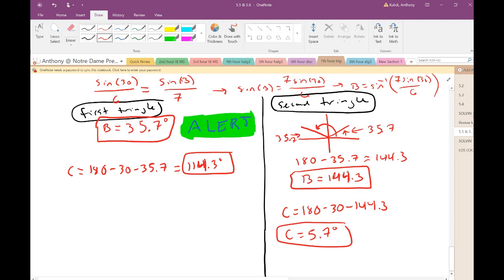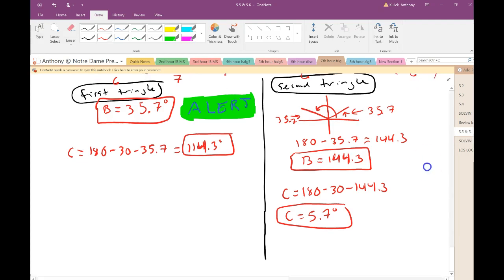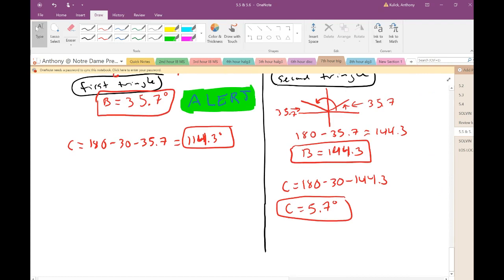What I do need to do now is find that third side length. I can find that third side length either using the law of sines or law of cosines now. So I'll use the law of sines in this case, just because I wanted to.